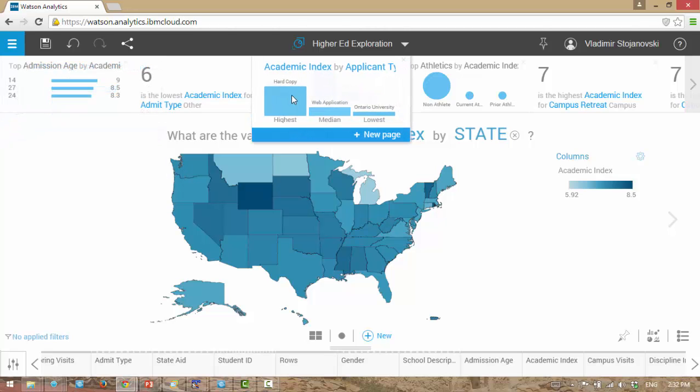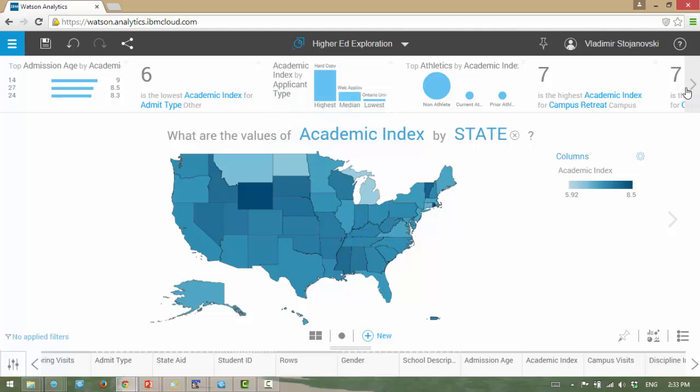Academic index by applicant type. So hard copy applicants have by far the highest academic index of any other applicant type. In fact, there seems to be much less variation between web applicants and the lowest applicants to the university. And there are some additional insights here as well that we can follow.